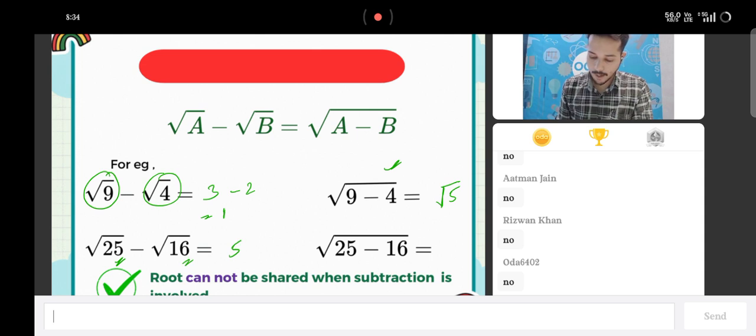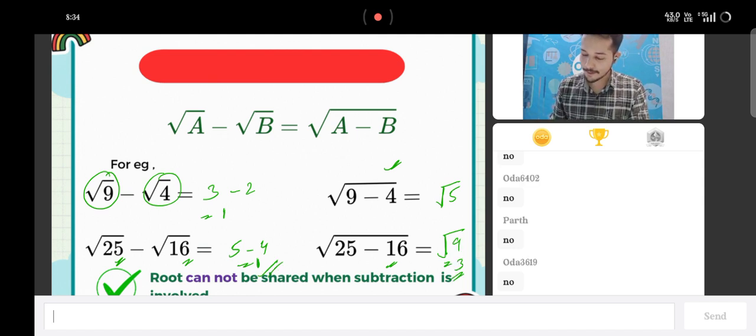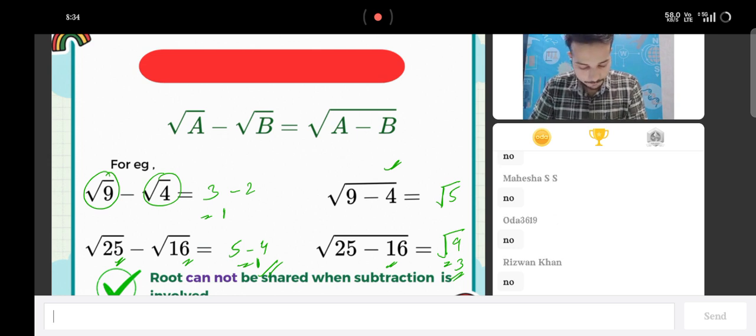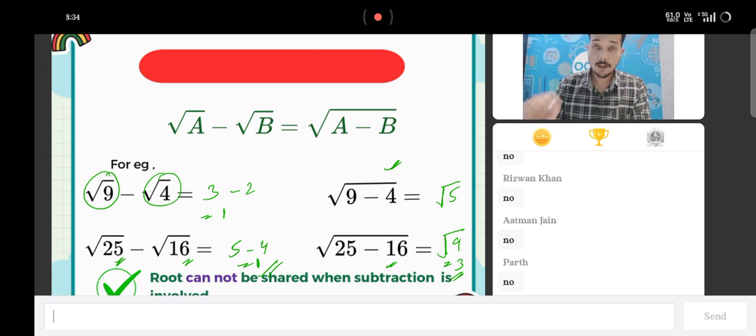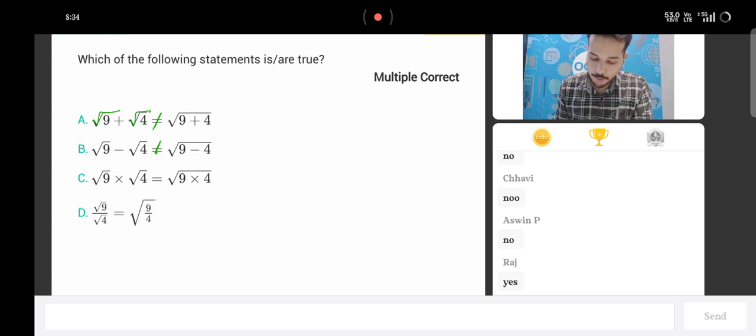Root 25 is 5, root 16 is 4, we are getting 1. And here we are getting root of 9, which is 3. Students, tell me, is 1 and 3 equal to each other? No. What did we learn? Root cannot be distributed in the case of subtraction also. It cannot be. That is why option B is also wrong. Let's talk about option C.